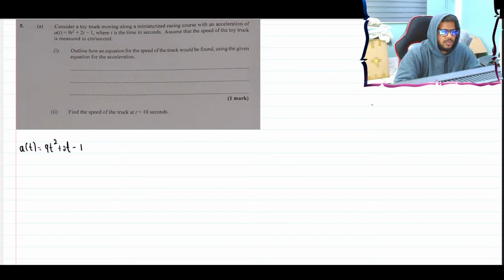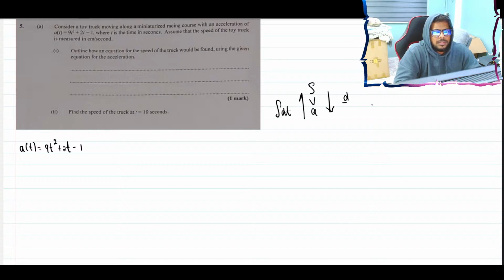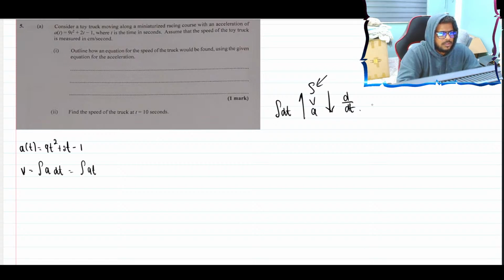Alright, cool. So we know the acronym SVA. If we need to go up, we need to integrate with respect to t. If we need to go down, we need to differentiate with respect to t. I have acceleration, I want speed or velocity. This here is displacement. This is velocity, which is speed. So velocity is going to be the integral of a with respect to t, which is the integral of 9t squared plus 2t minus 1 with respect to t.